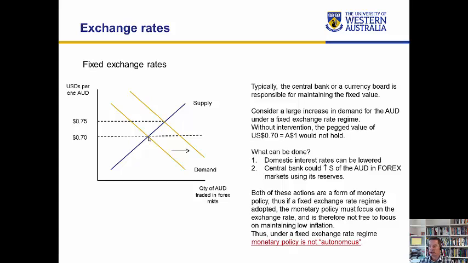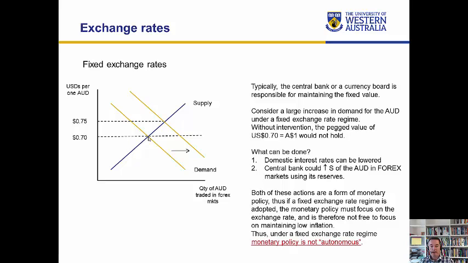So the demand for the Australian dollar increases for whatever reason. Could be commodity prices have increased, it could be a massive amount of money flowing into Australia, capital flowing into Australia. Two things can be done, and this is the way central banks typically control exchange rates when there is upward pressure on an exchange rate. When there's downward pressure, the reverse case is true, and I'll let you figure that one out in your own time.